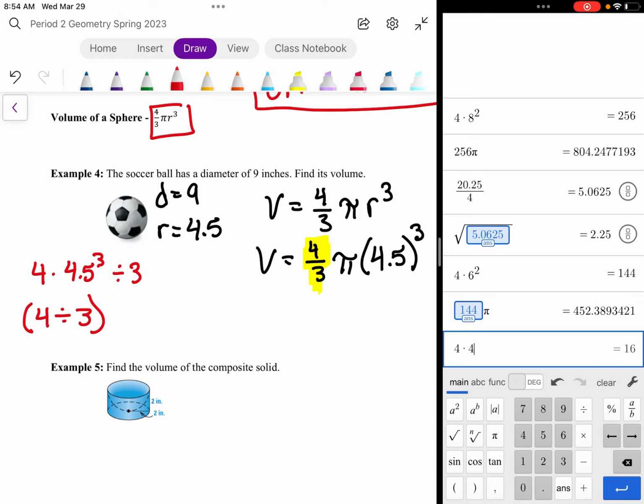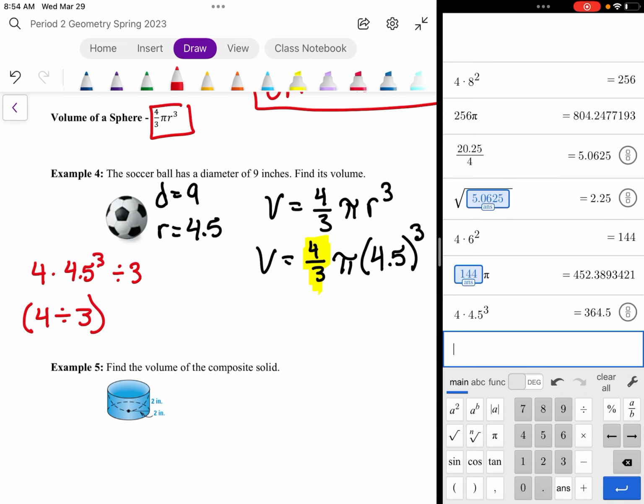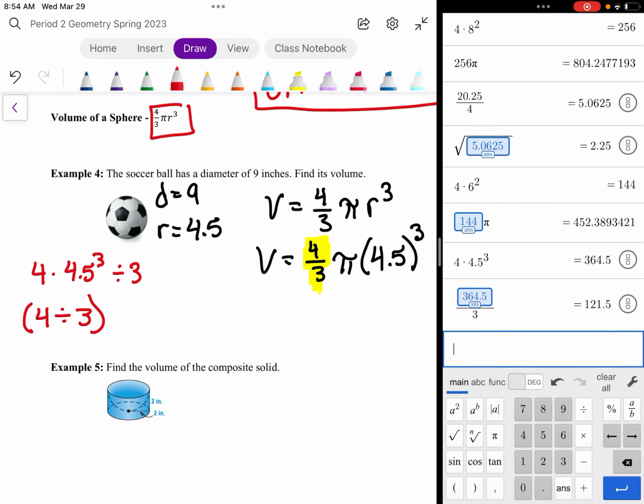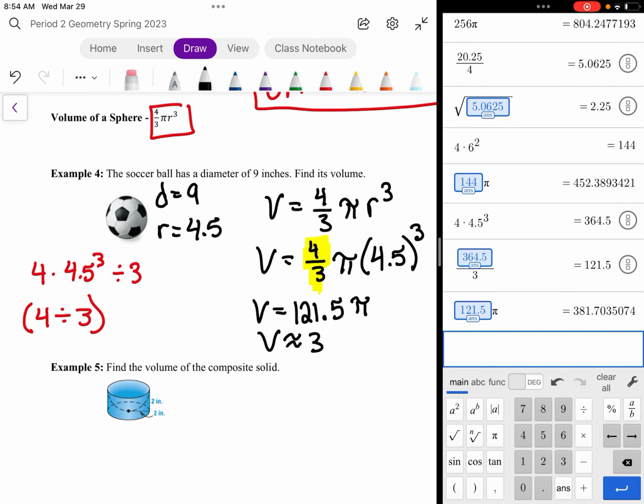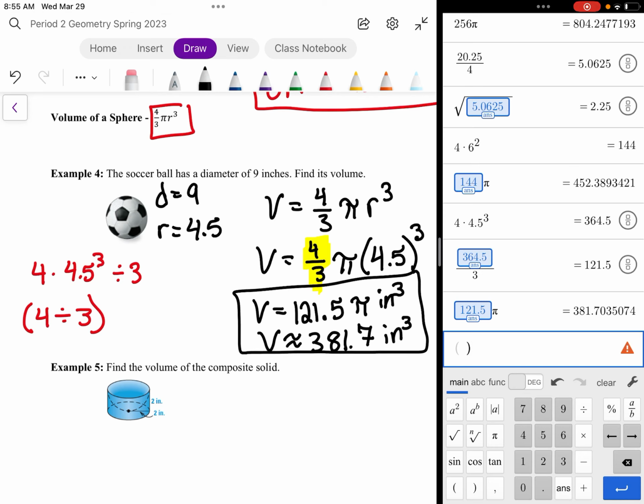So I'm going to do the top one, 4 times 4.5 cubed. And that gives us 364.5. And then we're going to take that answer and divide it by 3. So if we leave this in terms of pi, we're going to get volume is 121.5 pi. And then if we give our rounded answer, we'll just type pi into our calculator. That's about 381.7. And our units was inches. And when you're working with volume, it's going to be inches cubed. So those would be the 2 possible answers for this example.